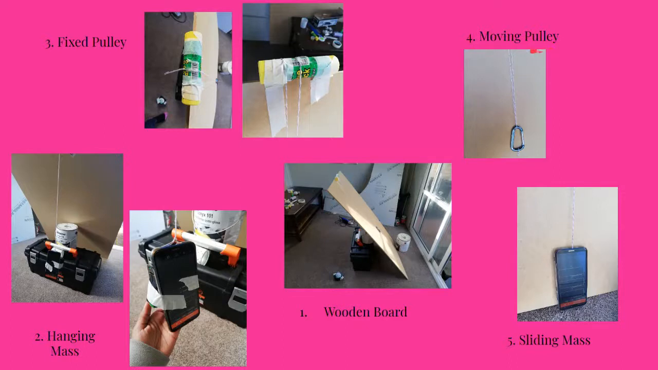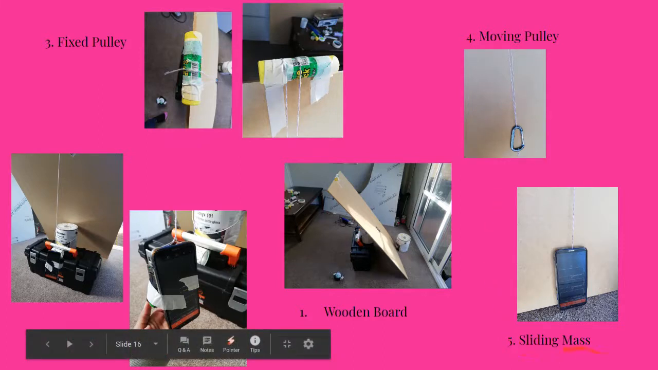Fourth is the moving pulley, which has been looped into the string holding the hanging mass and has a second string at the bottom holding the sliding mass. This pulley will slide up with the sliding mass. Fifth is the sliding mass. For this, we have used another phone.